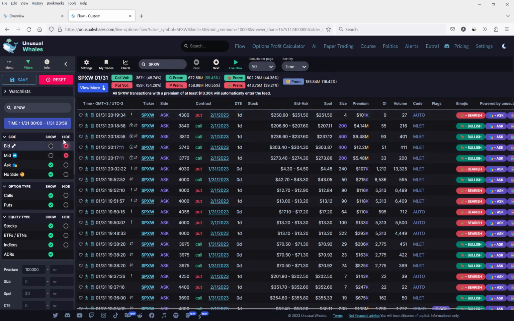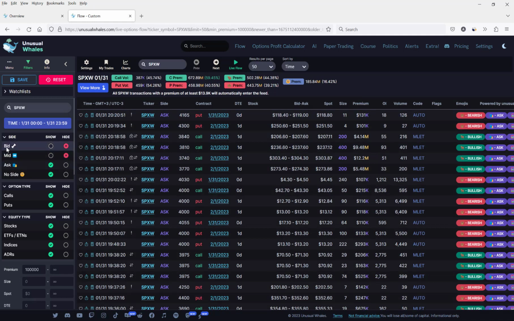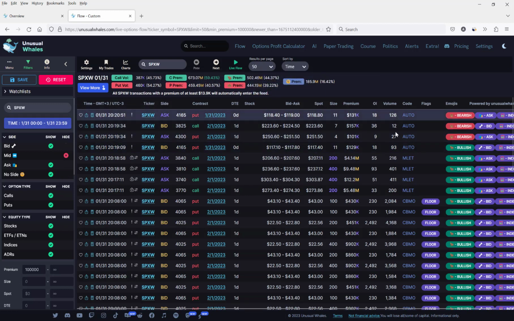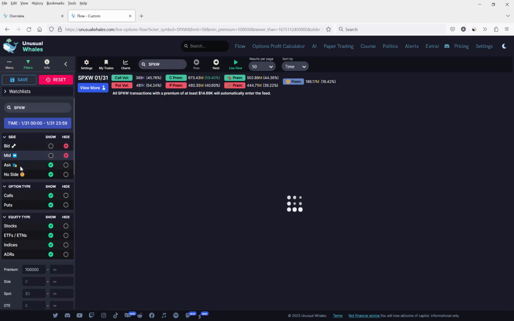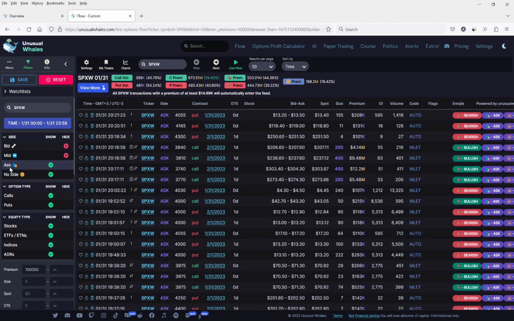In this section, you will need to hide the bid and the mid. Why are we hiding the bid? Because if you open the mid, it's going to show you the people who sell the premium. We don't want to see that actually, because the people who are buying the premium have bigger and better experience. They have a better strategy. They are more sure that the market is going to move in their direction. So we don't need to see the people who are selling the premium. We want to see only the people who buy the premium. So we're going to have only the ask.